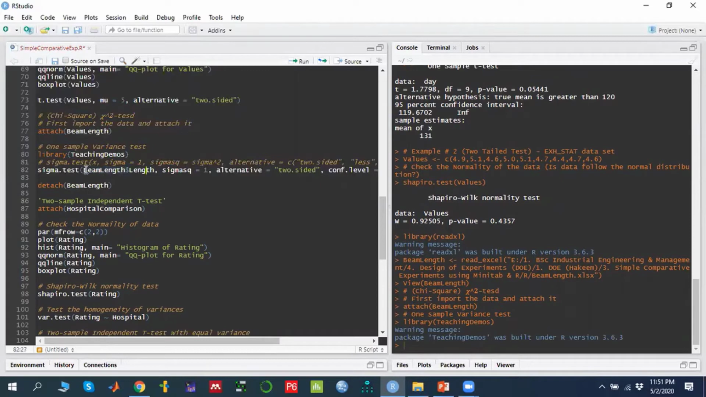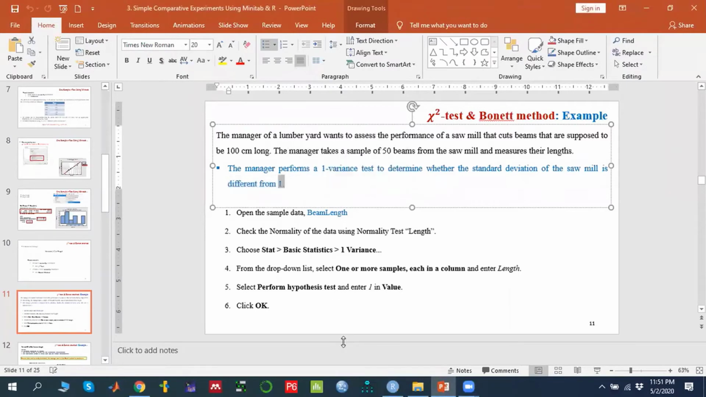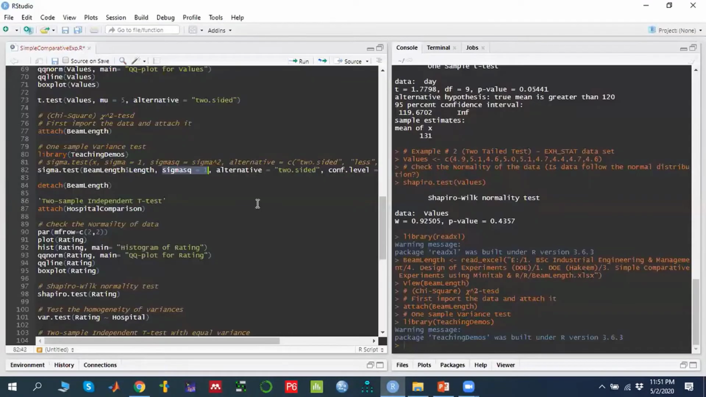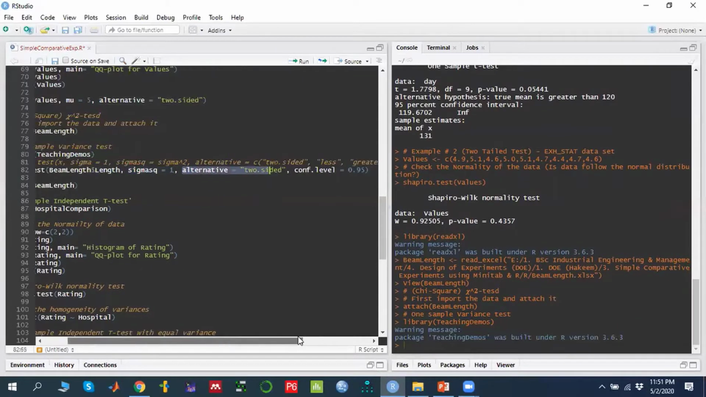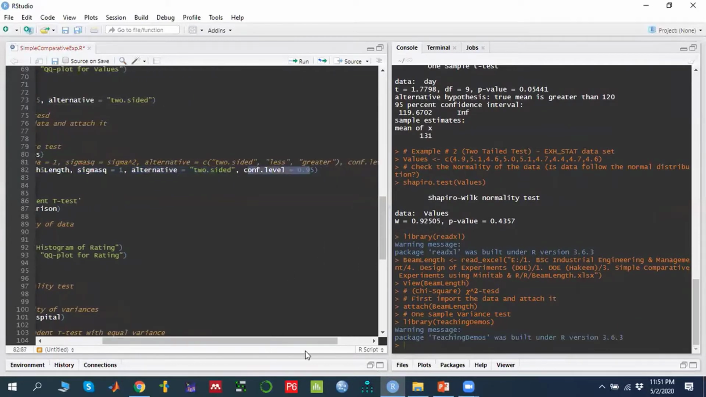But what this command will do: the name of the data set, dollar, whenever using the dollar after the data set, that means we are calling the column name. So what is the variable column name? That is length. And then we write sigmasq. If you want to test the variance, then you need sigmasq. If you want to test only sigma, then just write sigma. Right now the variance value that was given is 1. So the variance is 1. And then the alternative is the two-tailed test, and we want it at 95% confidence level.